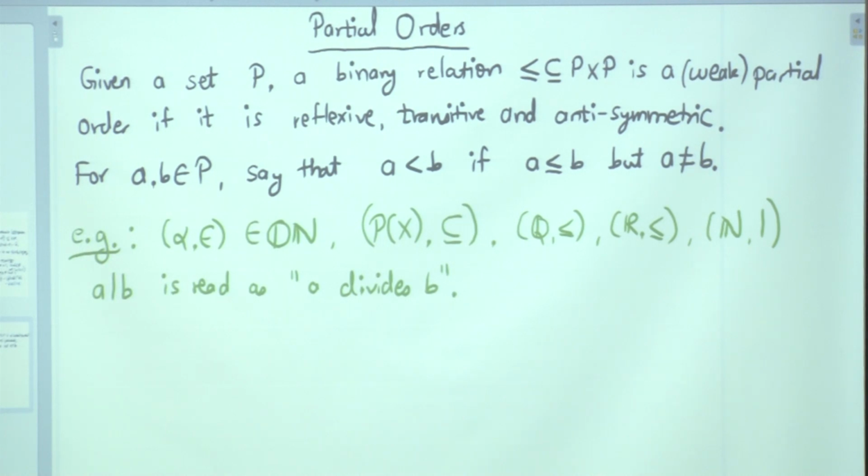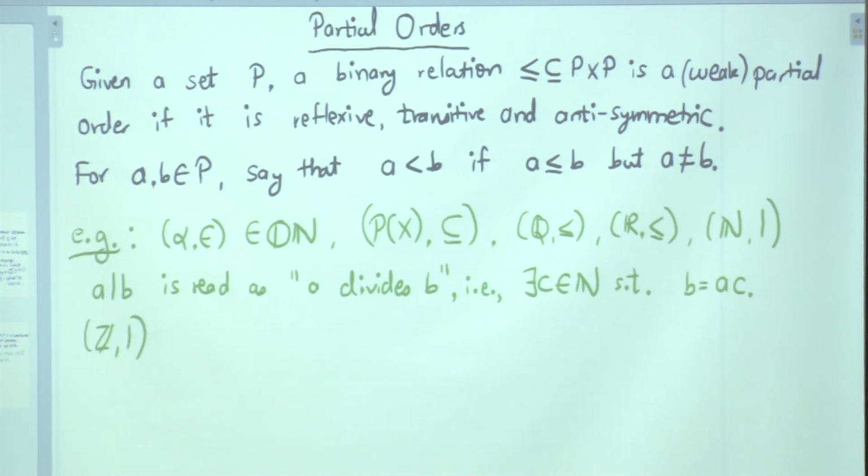What is the meaning of divides? There exists a C in N such that B is equal to AC or CA, it doesn't matter, the multiplication is commutative. Please observe that I am taking all natural numbers, and in this course natural numbers include 0. Good. Then is it antisymmetric? If A divides B and B divides A, then is A equal to B?